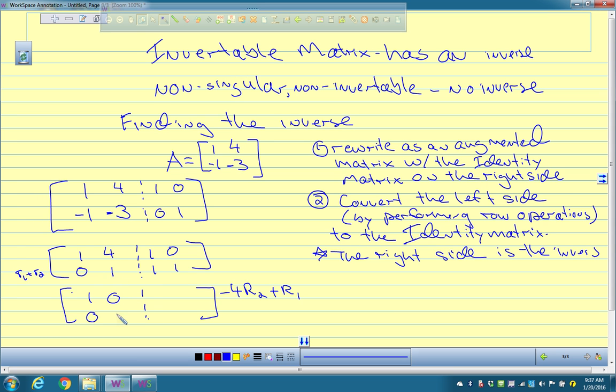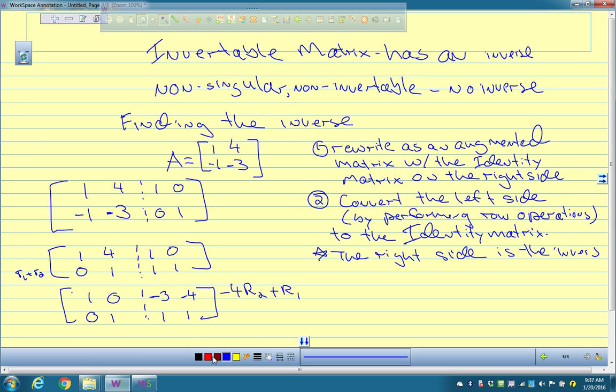And over here I get 0, right? Here I get 0. I'm going to multiply this by negative 4. Add it to this gives me 0, right? This stays the same. This becomes what up here? Negative 3. This becomes what up here? What does this become? Negative 4. And this down here stays the same because I'm leaving this row alone. And now I have the identity on the left side.